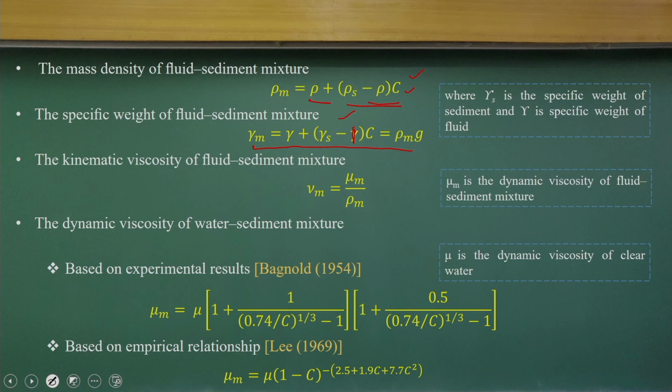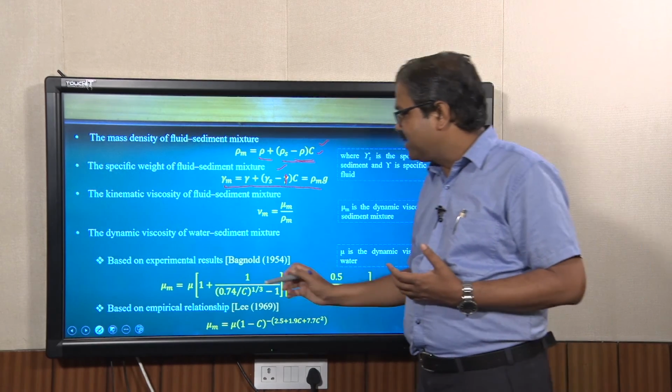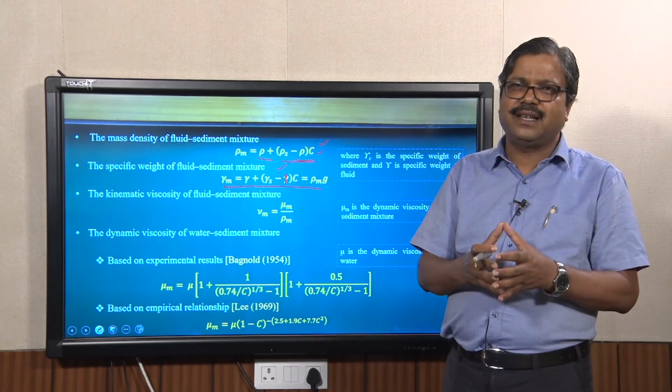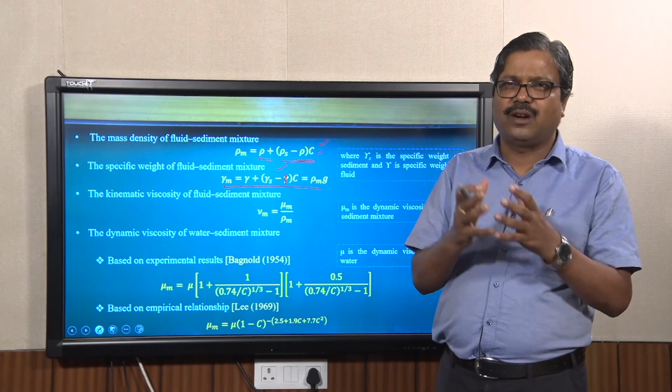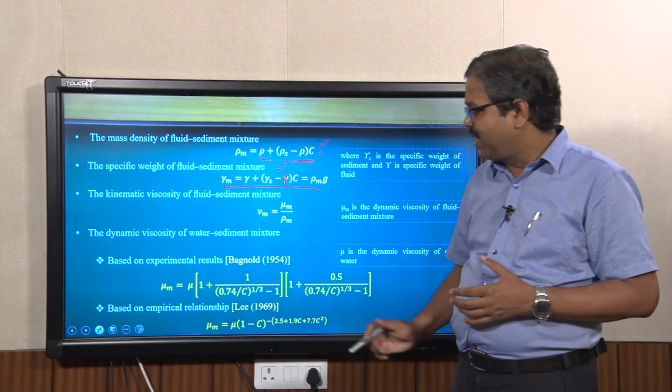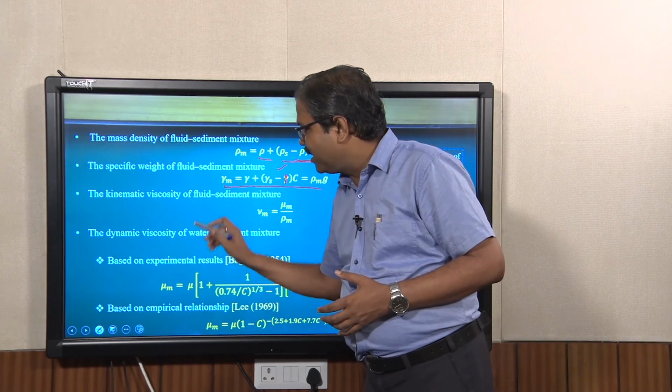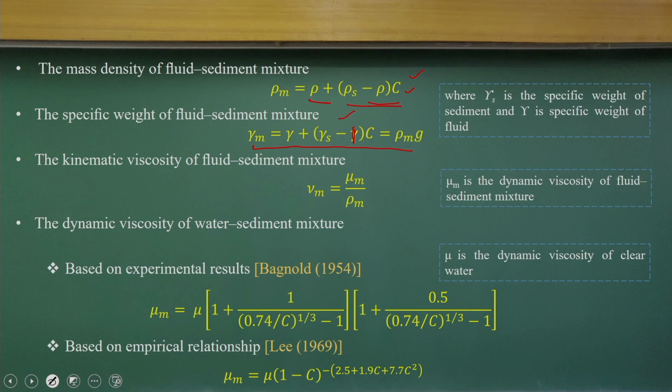Now, many times when you talk about fluid mechanics flow, we always talk about Newton's law of viscosity. That is the Newtonian fluid. It is a relationship between shear stress and the shear strain rate, with the dynamic viscosity as the constant. Here, because we use fluid and sediment mixtures, the dynamic viscosity will not be exactly the water dynamic viscosity.